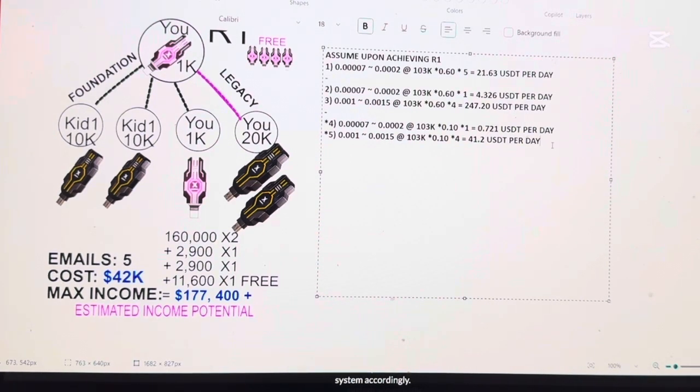Okay. So now if we take the total, it would be 21.63 per day plus 4.326 per day plus 247.20 per day plus 0.721 per day plus 41.20 per day. So what did you say it was? 310.75 per day.